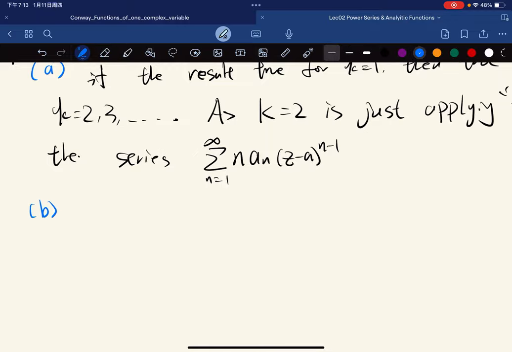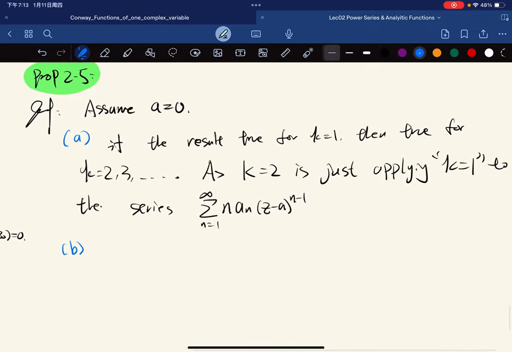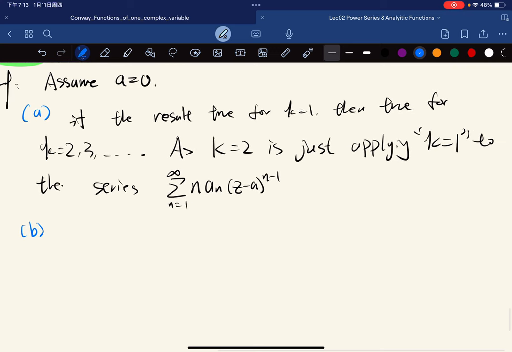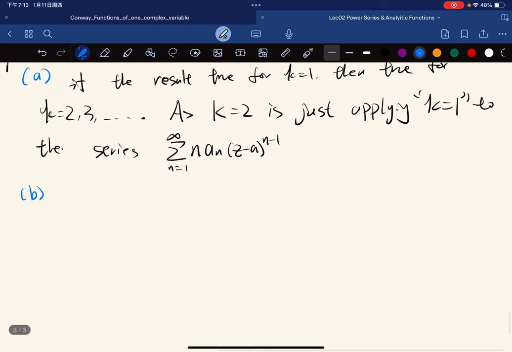Well, you have to check it because I checked it. I just skipped it in the video, but I actually did the verification on my own. So I recommend you also do the verification. It's just shifting the index.